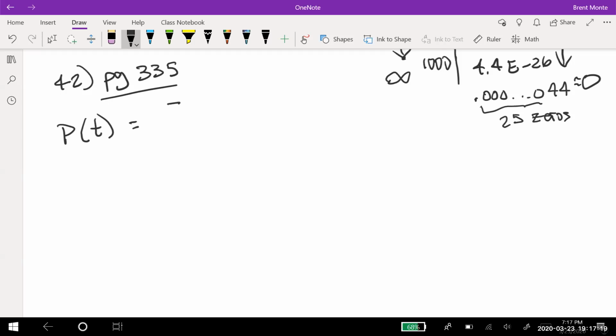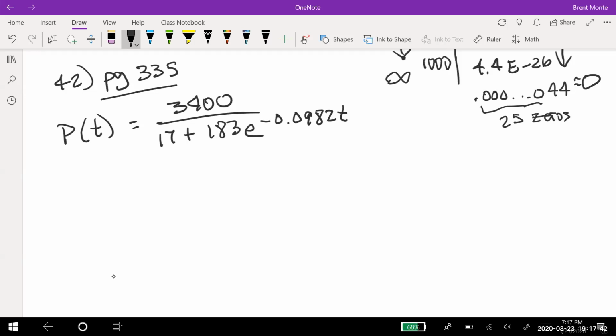But the function is 3,400 divided by 17 plus 183 e to the negative, and here's what was wrong in the book. It's supposed to be 0.0982 t. They just forgot that zero, the first zero after the decimal. In the book, it just says negative 0.982 t.